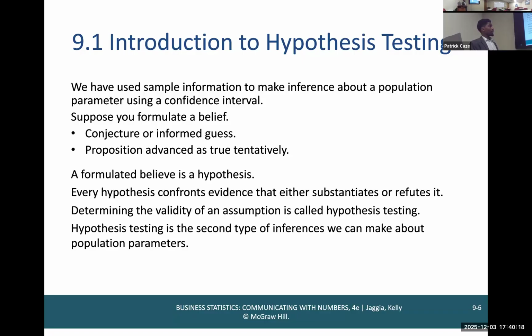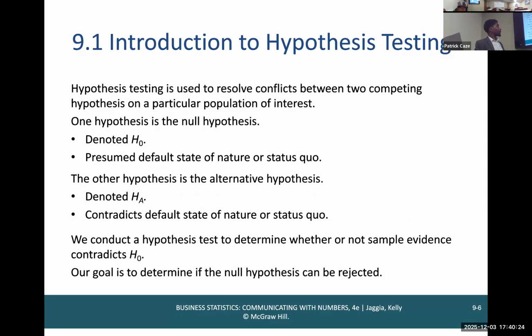All right, hypothesis testing is the second type of inference that we can make about population parameters. Let's look at some symbology. Hypothesis testing is used to resolve conflicts between two competing hypotheses on a particular population of interest. One hypothesis is the null hypothesis, denoted by H0. That is the default state of nature or the status quo. So when you see this H0, that's what we call the null hypothesis.